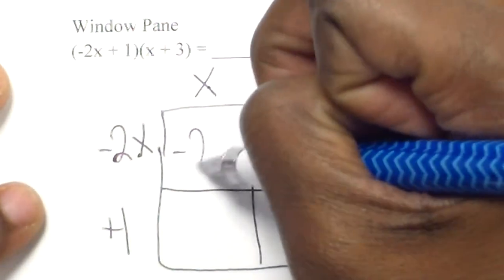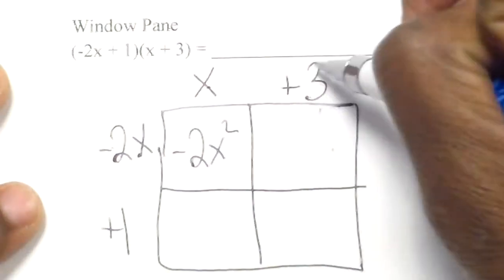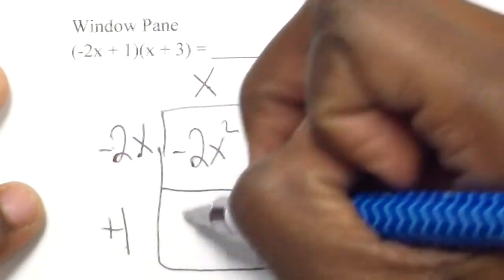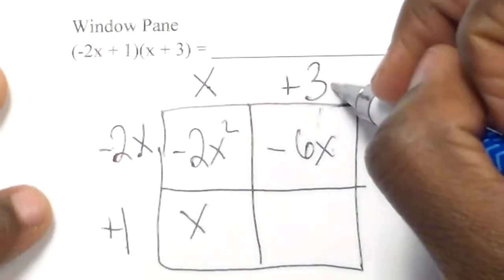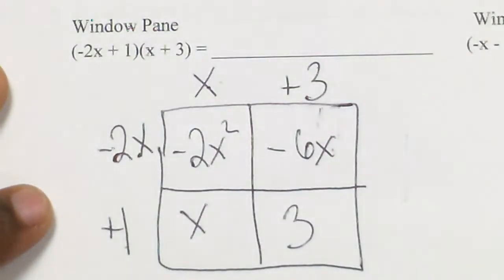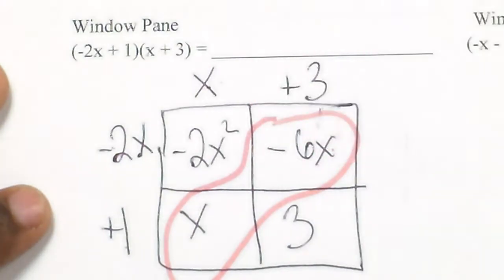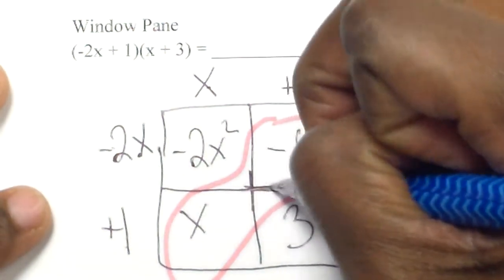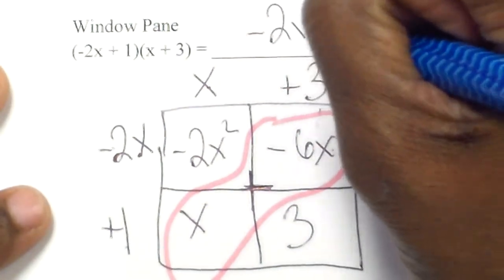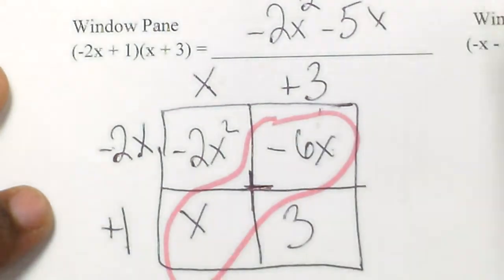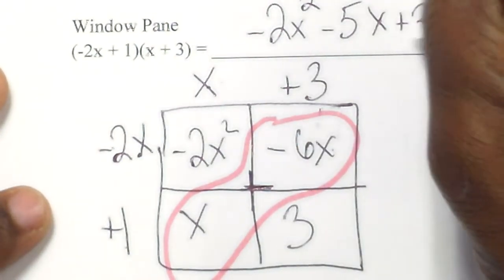Negative 2x times x is negative 2x squared. Negative 2x times 3 is negative 6x. 1 times x is 1x, and 1 times 3 is 3. Got it? Combine our like terms. These two add together. So our final answer is negative 2x squared minus 5x, because negative 6x and x is negative 5x, plus 3.